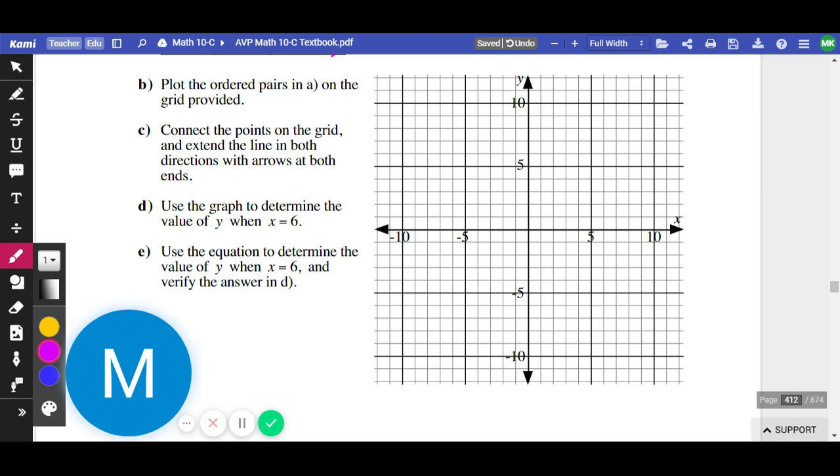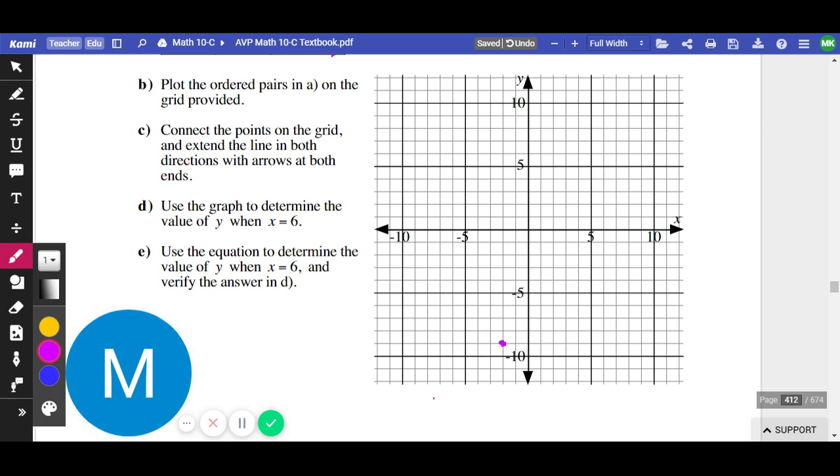Then I use my output value to go up or down. So my second value goes up or down. It's -9. That means down 9. My first point is right here. -2, -9. First value left, right. Second value up, down.